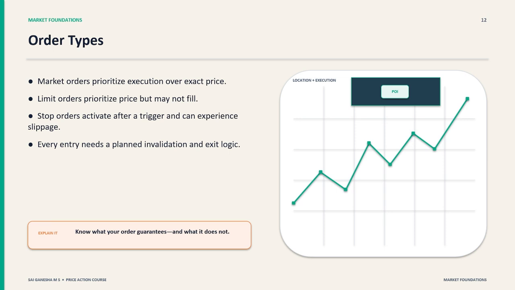Let's start with the order types. Okay, whenever we take a trade, we need to tell the broker how we want to enter, right? So, for that, we mainly use three types of orders: market order, limit order, and stop order. Let's understand them with a simple example.